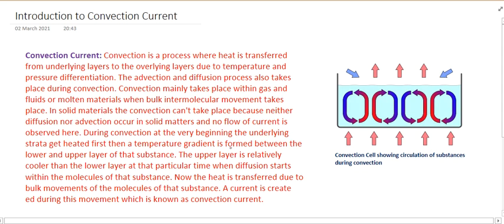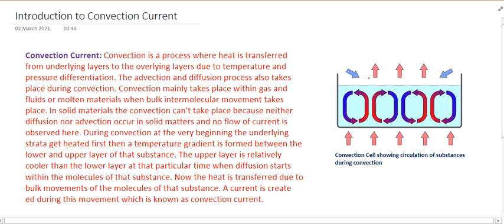During convection, at the very beginning, the underlying strata get heated first. A temperature gradient is formed between the lower and upper layer of that substance. The upper layer is relatively cooler than the lower layer. At that particular time, diffusion starts within the molecules of that substance, and the heat is transferred due to bulk movement of the molecules. A current is created during this movement, which is known as convection current.